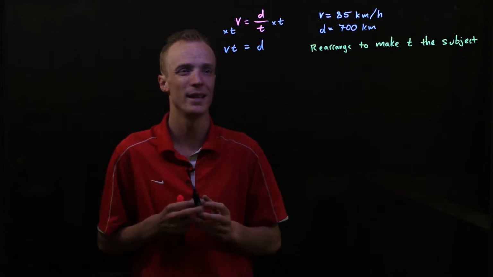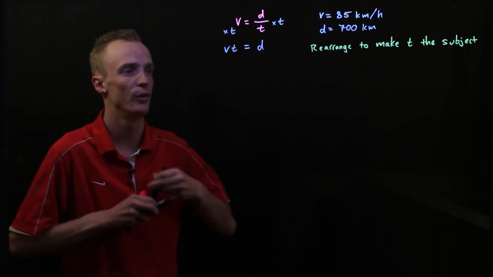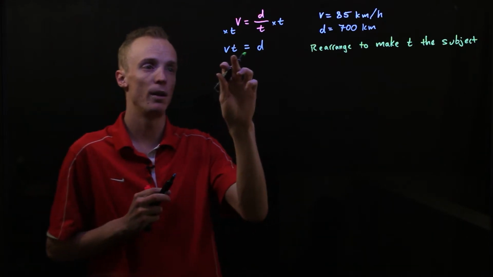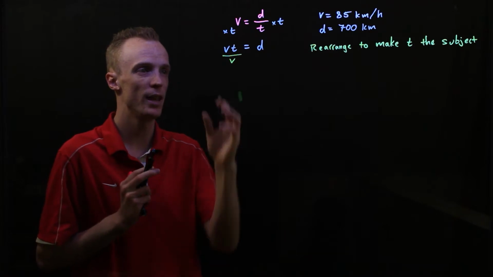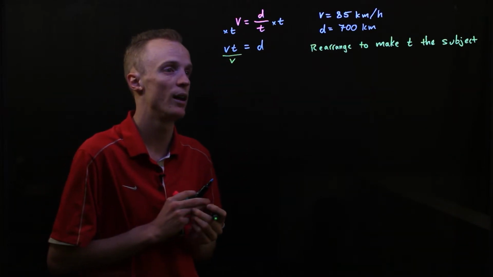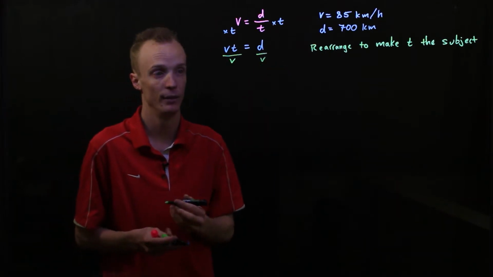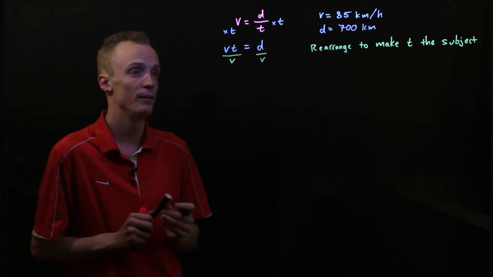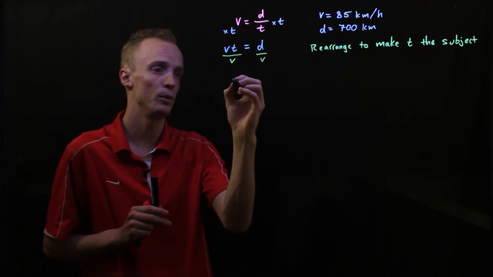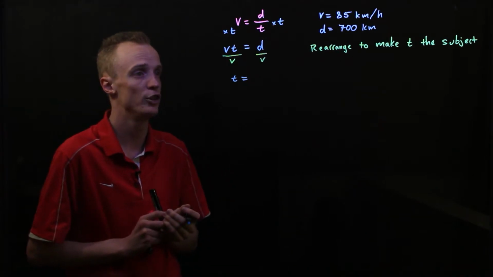I haven't quite made T our subject. So to make T our subject, I need to do one more step. Because I'm multiplying by V, I'll need to divide by V to cancel this V out on the left-hand side. But whatever I do to one side of the equation, I must do to the other to keep it balanced. So we'll divide that side by V as well. And what that will leave us with is T equals, which is what we're after, because now T is the subject of our equation.